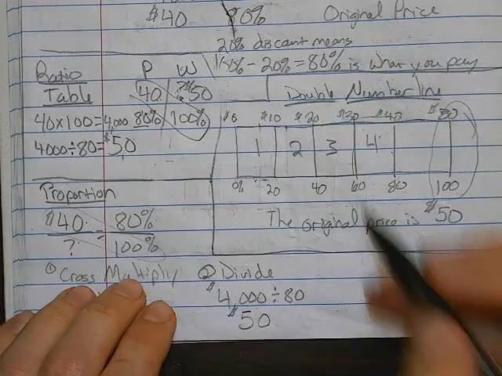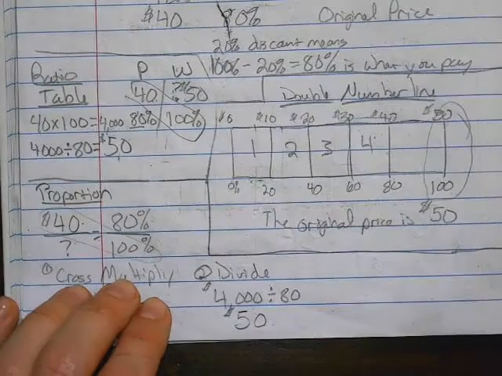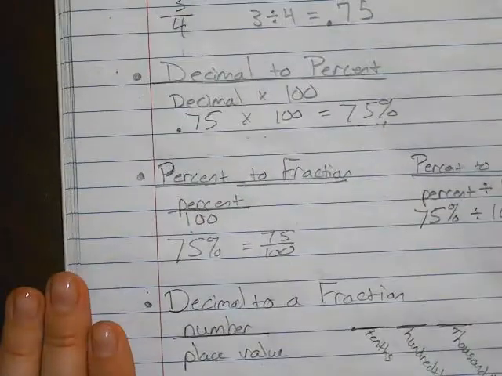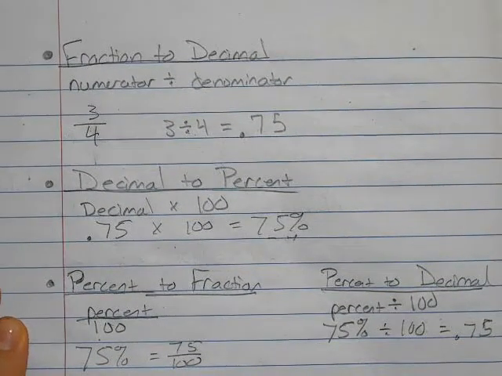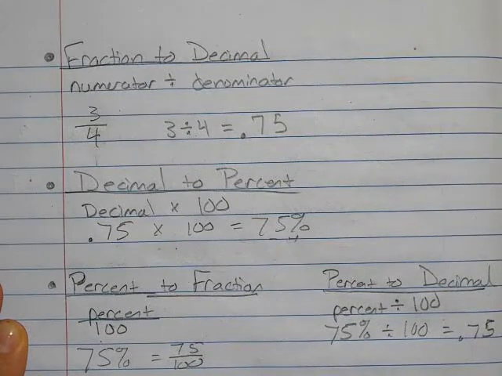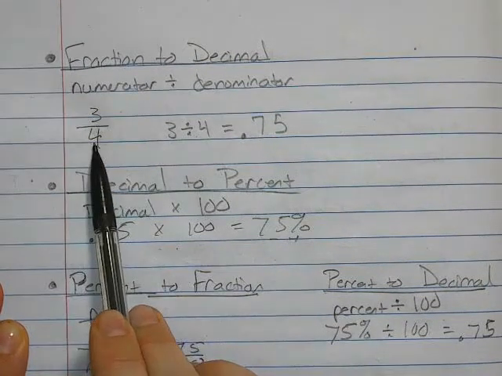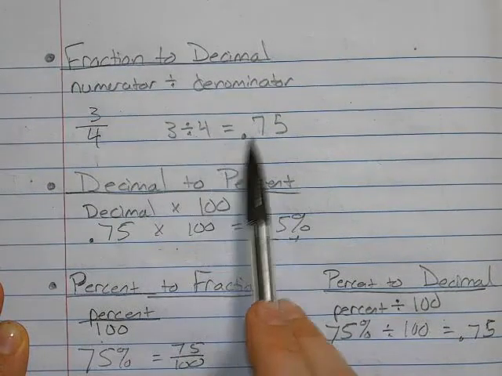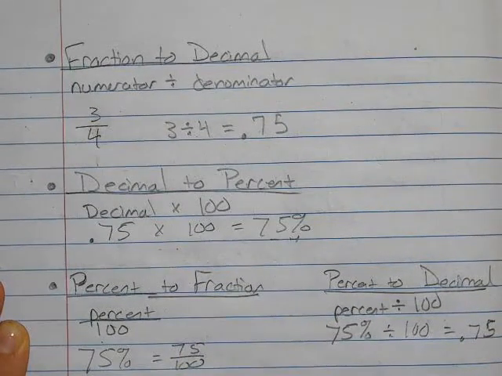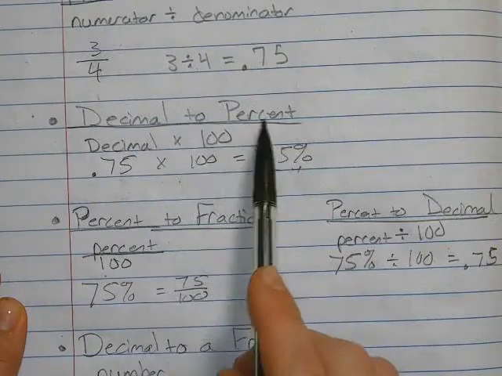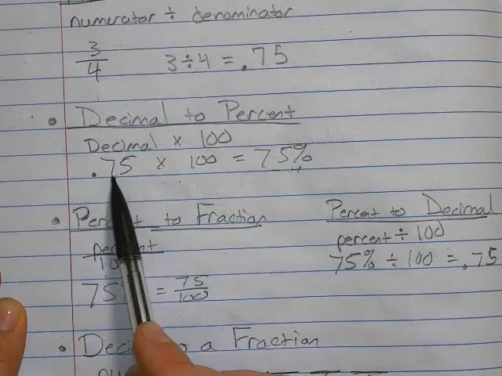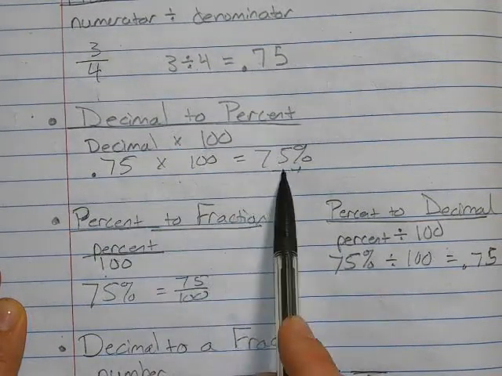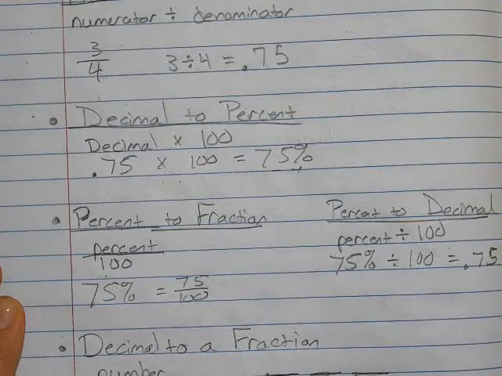Now, after you've copied this, on the next page, I would like you to copy down these formulas. This is going to be your fraction formula page. So, fraction to decimal, numerator divided by the denominator. The sample, 3/4. So I take 3 divided by 4 and I get 0.75. The next one, I have a decimal and I want to go to a percent. All I do is take my decimal times 100. If my decimal is 0.75, I multiply it by 100, I get 75. Since I'm looking for percent, I put a percent on the end for 75%.